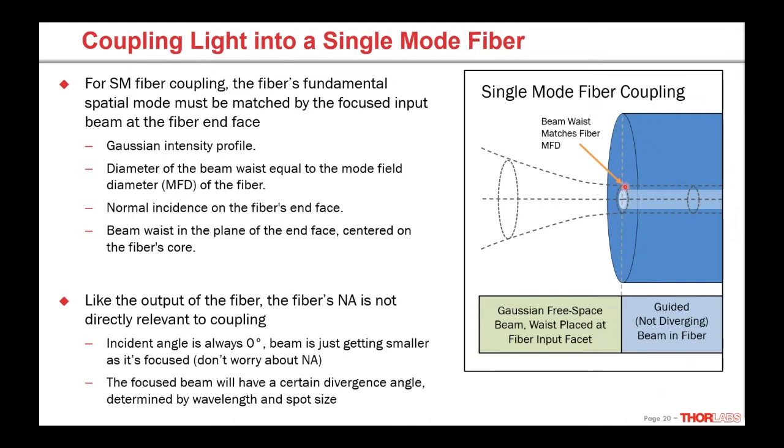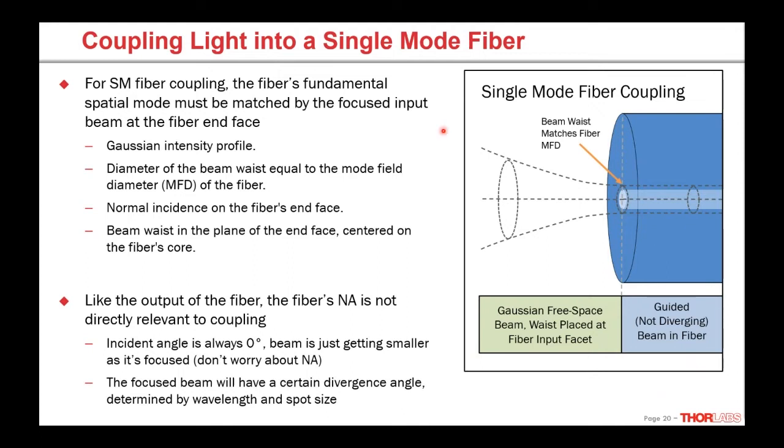So if you're hitting that fiber core with light that has the right spatial intensity profile, it couples in. And if you don't, then it only couples in the fraction of that light that is that profile. So if you coupled in a top hat beam, you're not going to couple as much light in from the edges of the beam compared to the center.